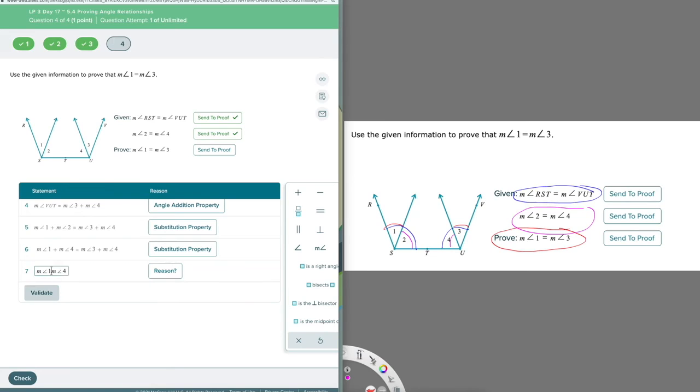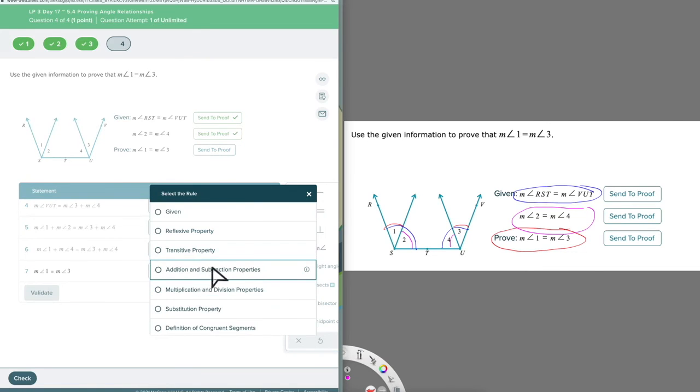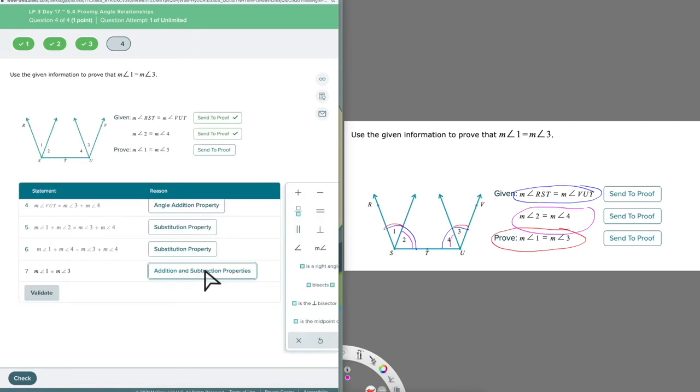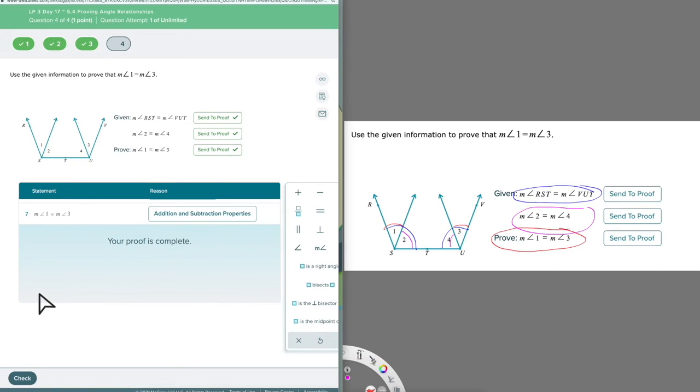is equal, and actually I can undo this. It's not really going to change anything, but I can go send to proof like this. So the measure of angle 1 is equal to the measure of angle 3. That's all that would be left over if I subtracted these away. So I'm using the addition and subtraction properties. They smush them together on this one for whatever reason. So I can validate, and ta-da, my proof is all done.